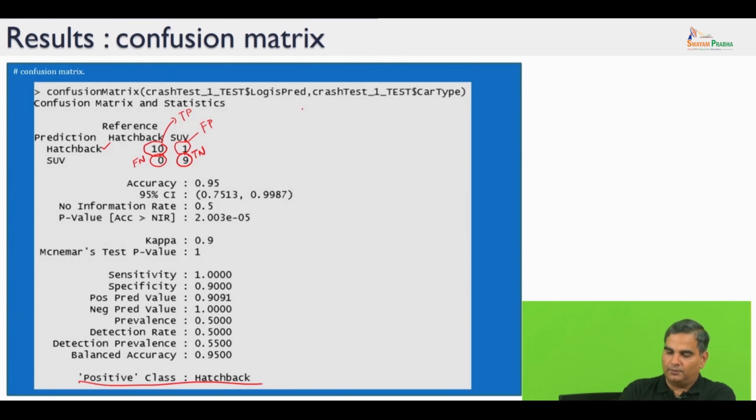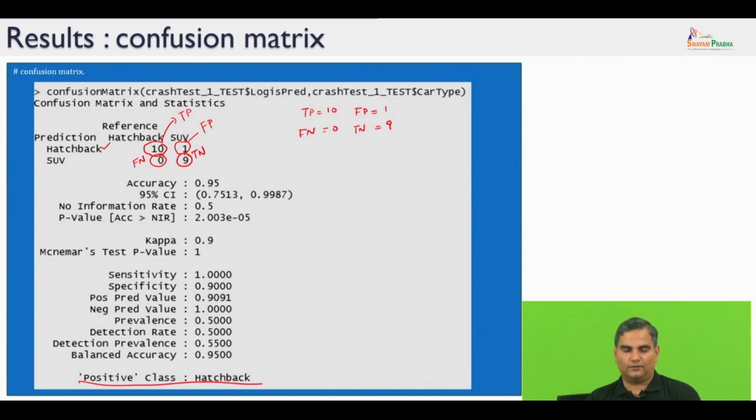So, true positive equals 10, false positive equals 1, false negative equals 0, true negative equals 9. So, this is what we have. Now, let us go through the formulae that we had before and see whether all of this fits in.